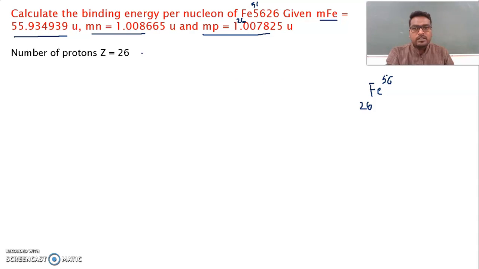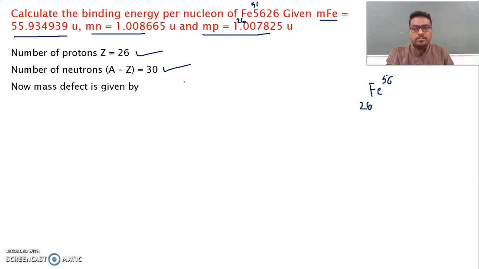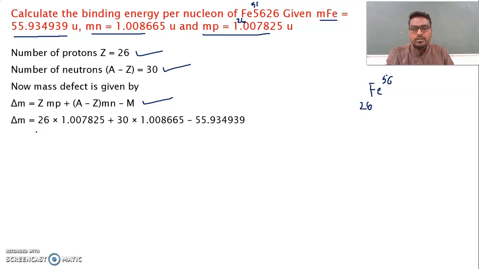So it has 26 protons and 30 neutrons, and the mass defect is nothing but this mathematical formula, Z Mp plus (A minus Z) Mn minus M. Here we know the values of Z and Mp, A minus Z and Mn. Substitute all the values in this equation. So you will get this equation. Then if you simplify, you will get 0.52846 U. This is the mass defect.